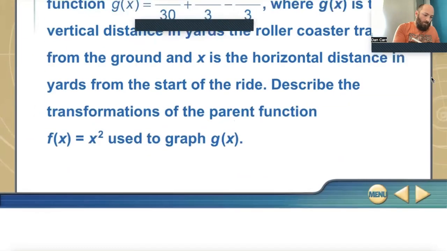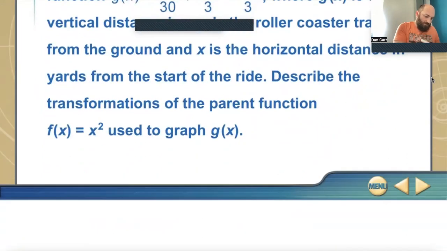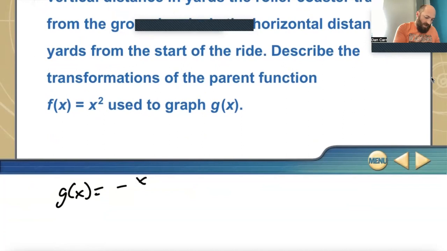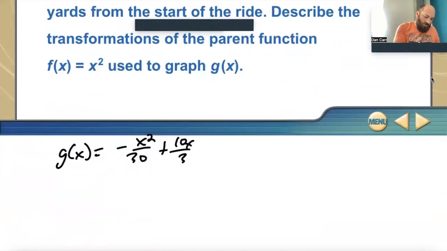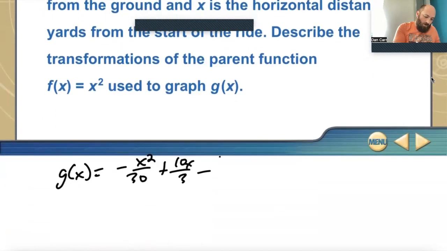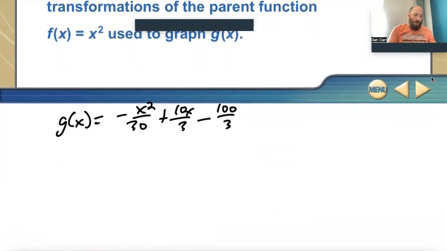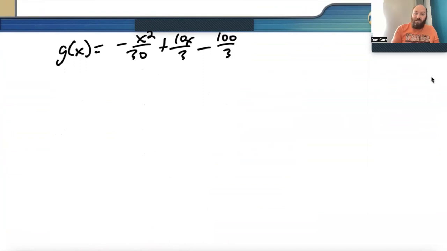So my original function, pull that up again. We have g of x is negative x squared over 30 plus 10x over 3 minus 100 over 3. Now, I don't like working with the fractions like this. They're a little bit ugly for the scenario. So here's what we're going to do. I'm going to multiply both sides by 30.